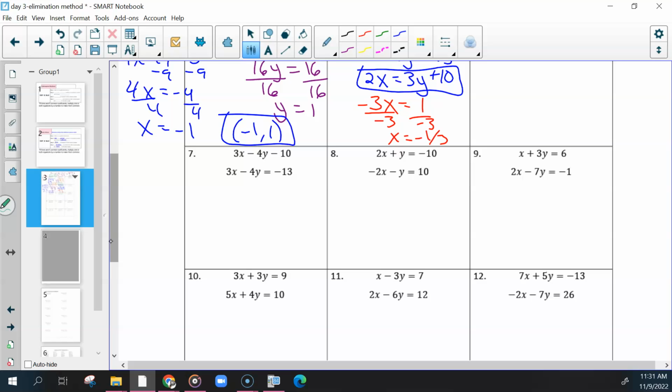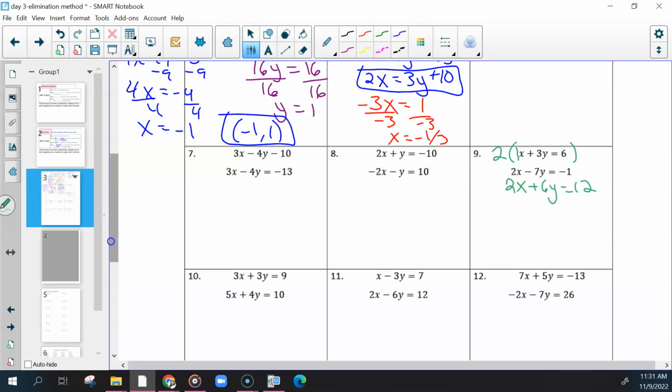So let's say I wanted to get rid of my x's. I would need to make them both have a 2. So what I could do is, since this is a 1, the only way this would become a 2 is if I multiplied it by 2. I have to multiply everything by 2, so I'm not breaking any math rules, because what I do to one side, I have to do to the other. So I'm going to change this equation completely, and rewrite that underneath: 2x plus 6y equals 12. So we've changed the equation.